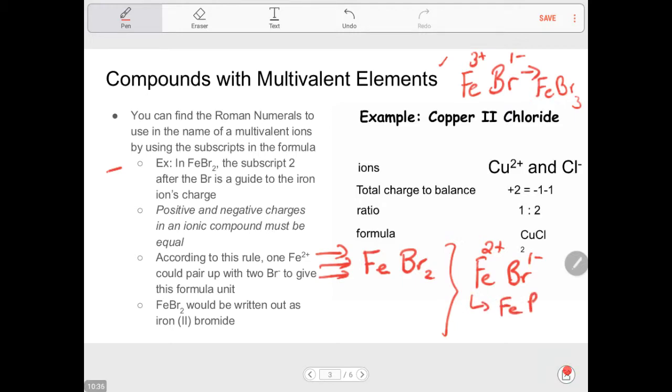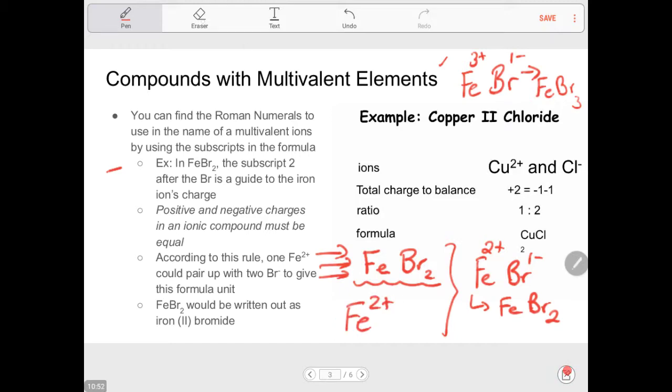Well, how many Brs would I need to cancel out that 2 positive? I would need 2. So you see, by using that process, you know that in this compound, the iron charge that was used must be Fe2 plus.